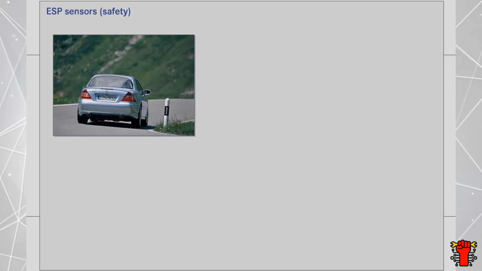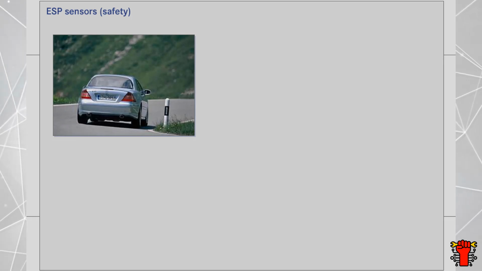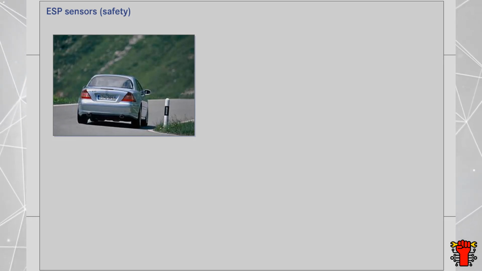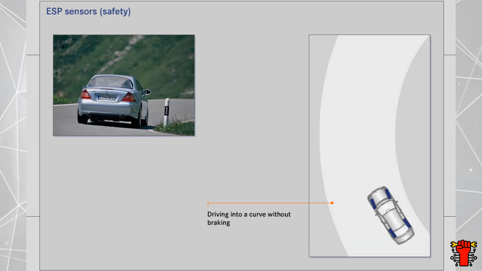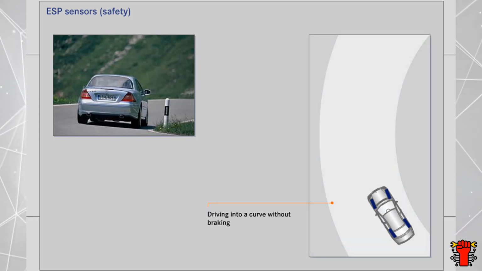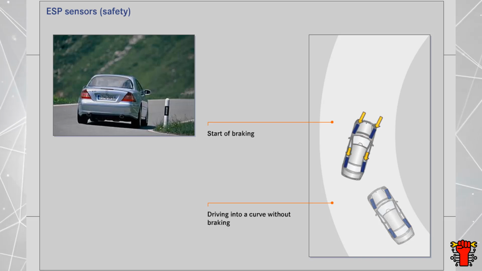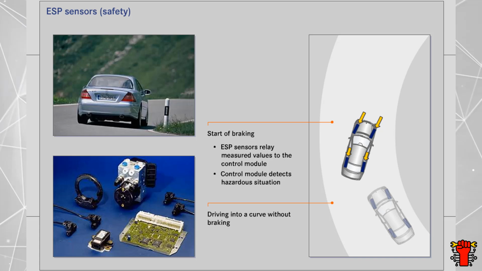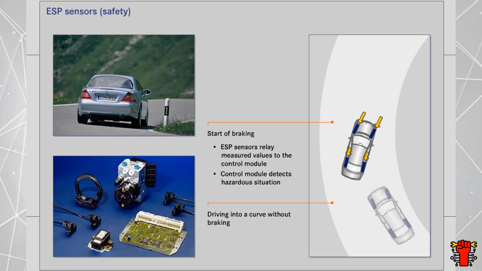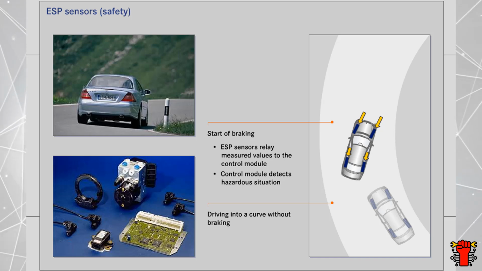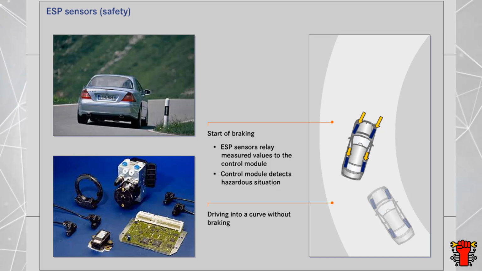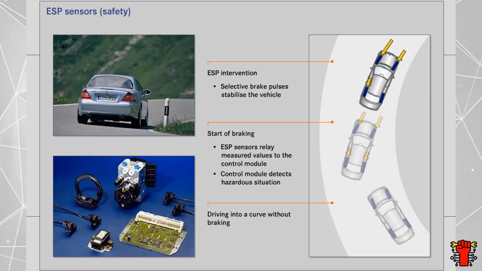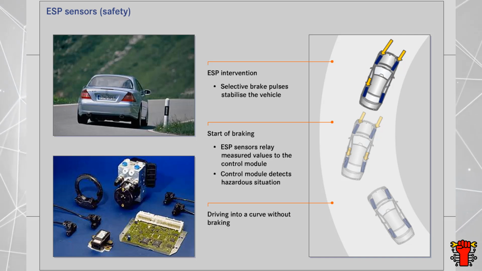Let's assume that the driver hasn't taken any notice of the message in the instrument cluster and continues on his journey. A short while later, the vehicle drives into a curve at excessive speed. The driver brakes too late and the vehicle becomes unstable. The various sensors in the Electronic Stability Program, ESP, send their measurements to the control module, which immediately detects the hazardous situation. Selective brake pulses are used to restabilize the vehicle.